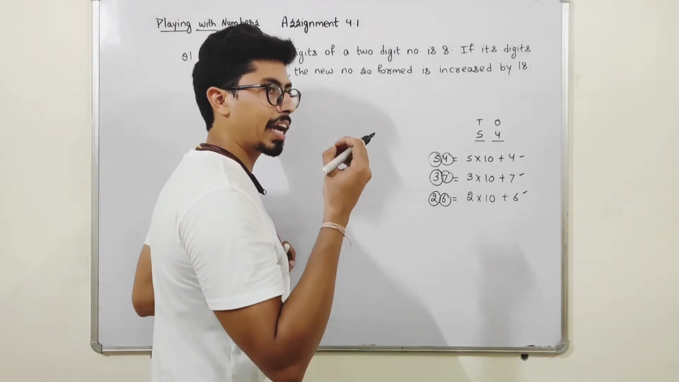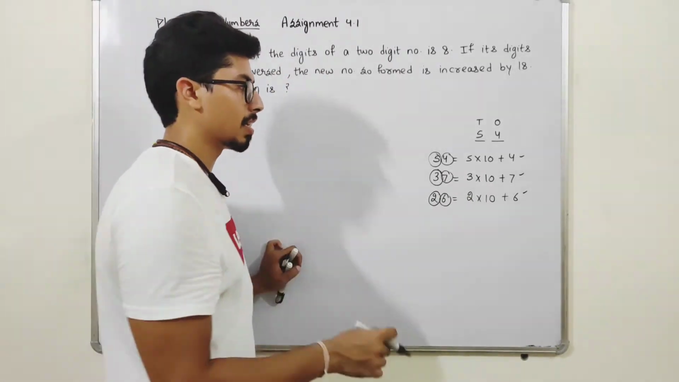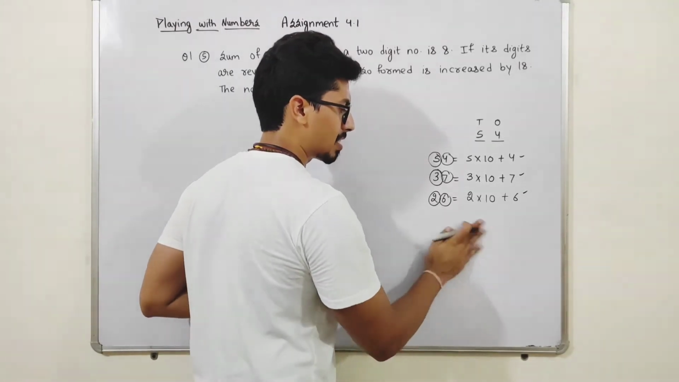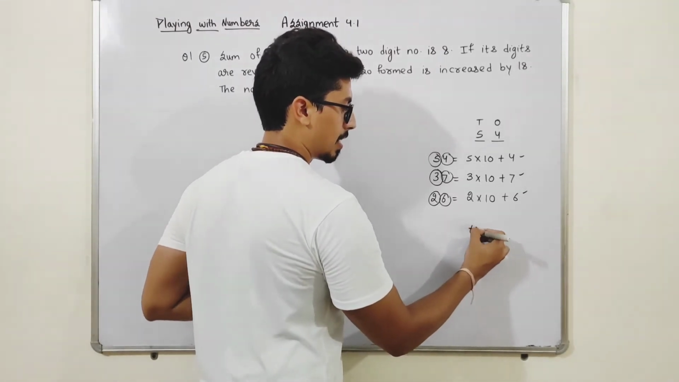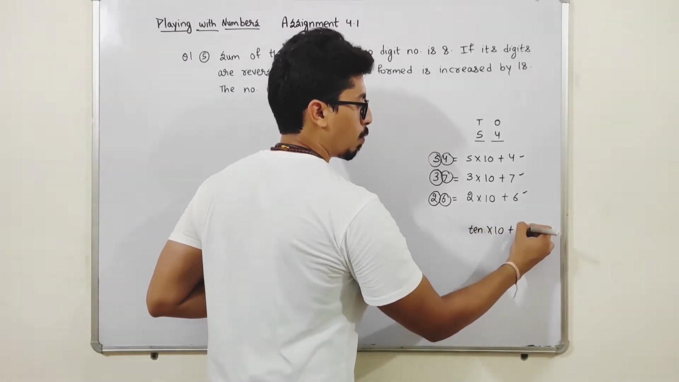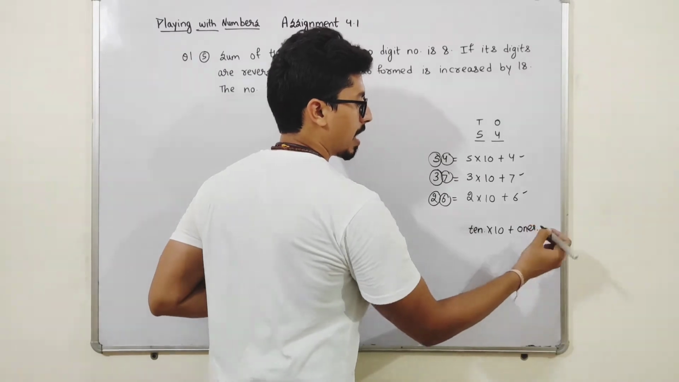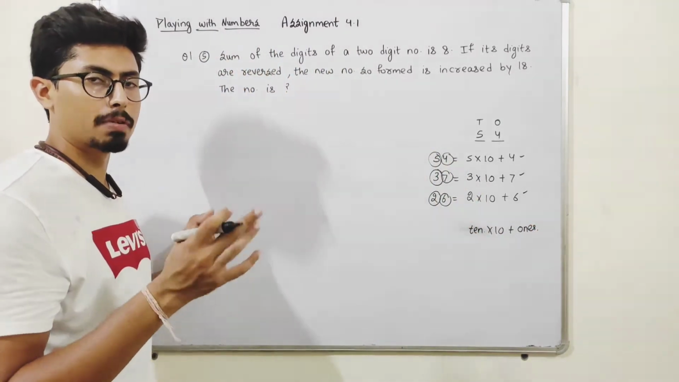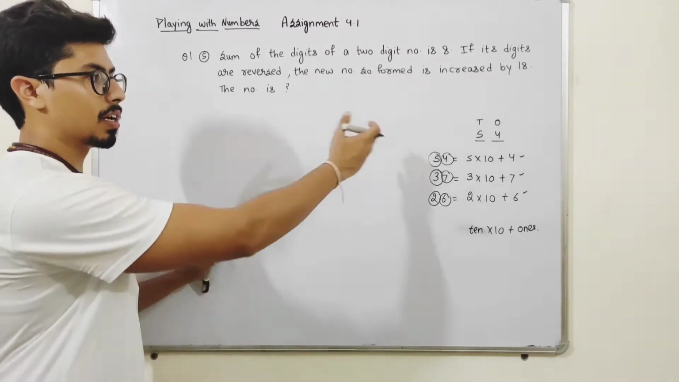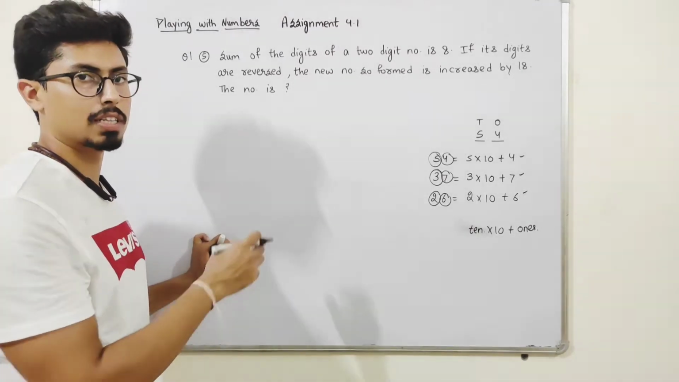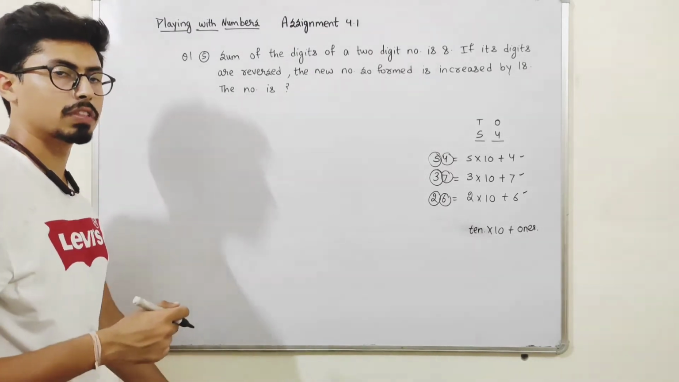Similarly, I can write any two-digit number as tens place digit into 10 plus ones place digit. I can write any number like this. So coming back to our question part number 5, students, I will connect these concepts in our next question, question number 5.